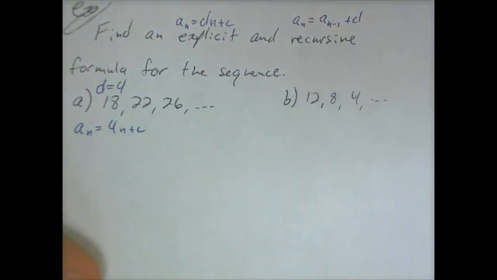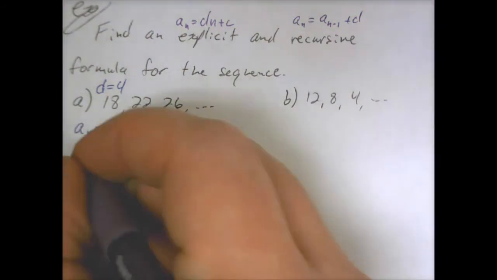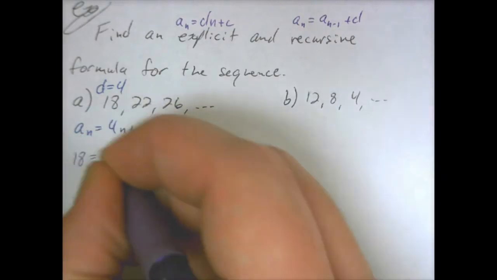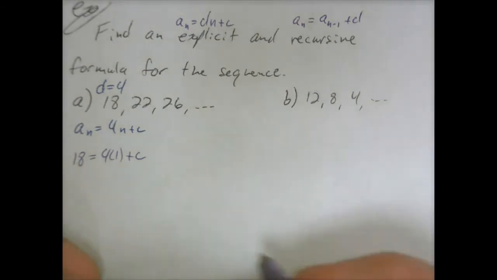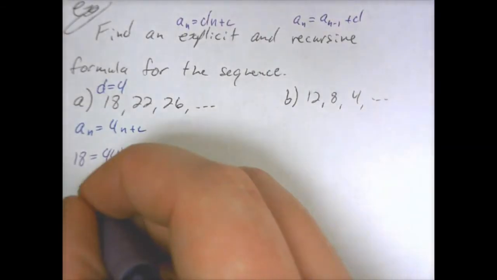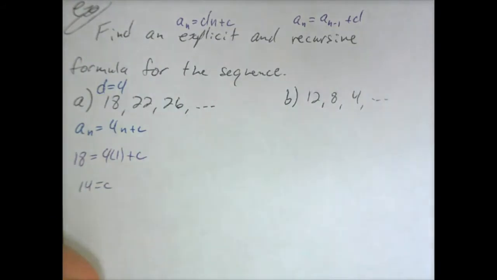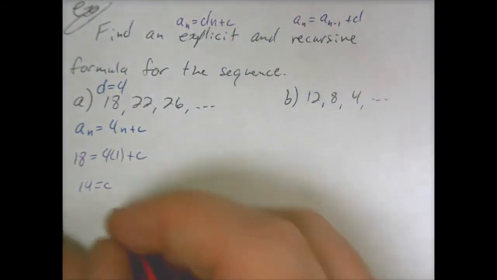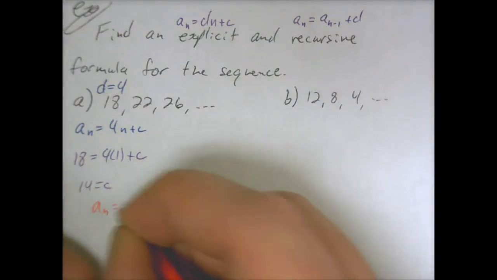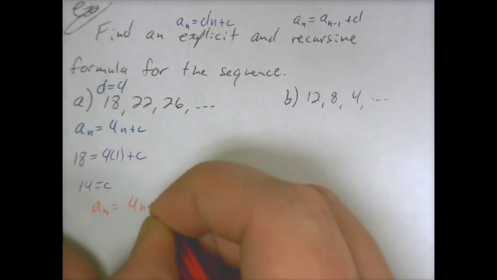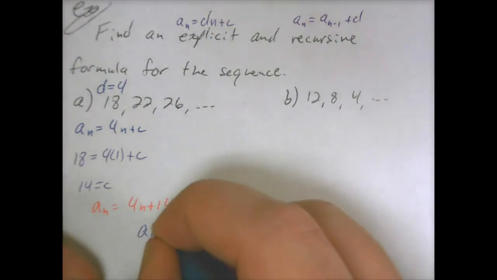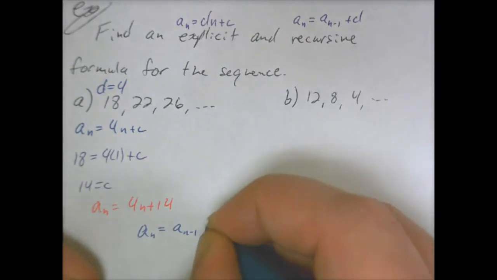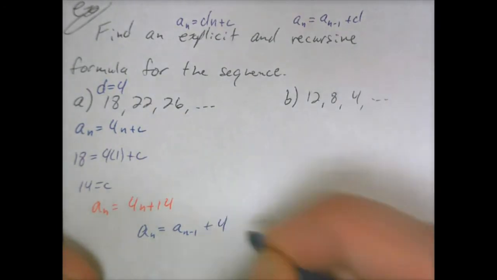So far in my explicit formula, I know that a sub n is equal to 4n plus some number. Now here's the thing: it gives me that my first term is 18. So if I substitute in, 4 times 1 plus c equals 18, that will help me solve for c. Subtracting the 4 to the other side, I have 14 is c, and I can rewrite my explicit formula as a sub n is 4n plus 14. Yay! And then for the recursive one, I have a sub n is a sub n minus 1 plus the difference, which is 4, so plus 4.